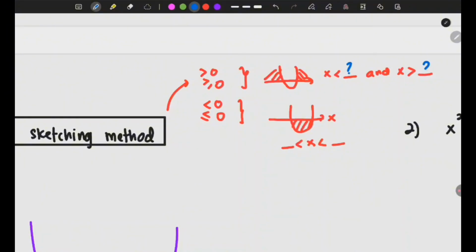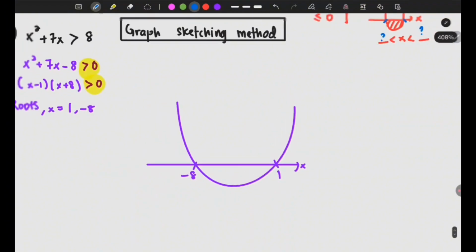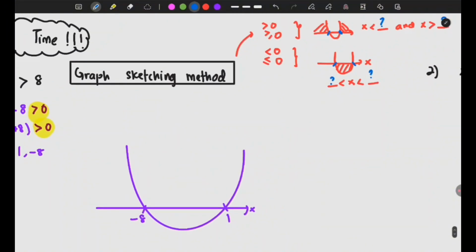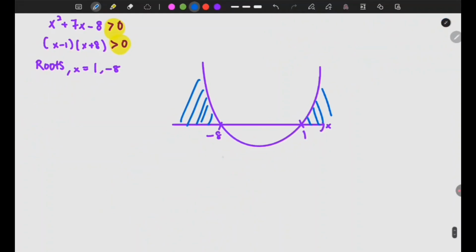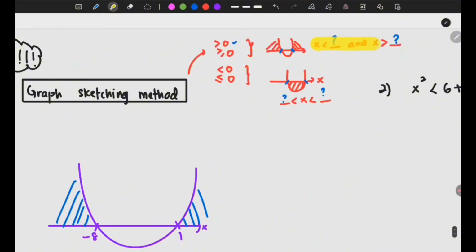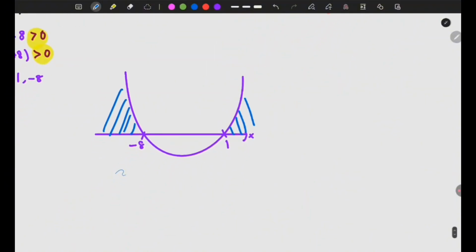So now it's more than 0. If more than 0, it's here, right? That means sketch at the side. And what's the answer? This pattern. What do you put here? The roots. One is negative 8, one is 1. We are done. Easy peasy, right? That's why I say quadratic inequalities is the easiest. If they ask in exam, I hope you guys can do well.